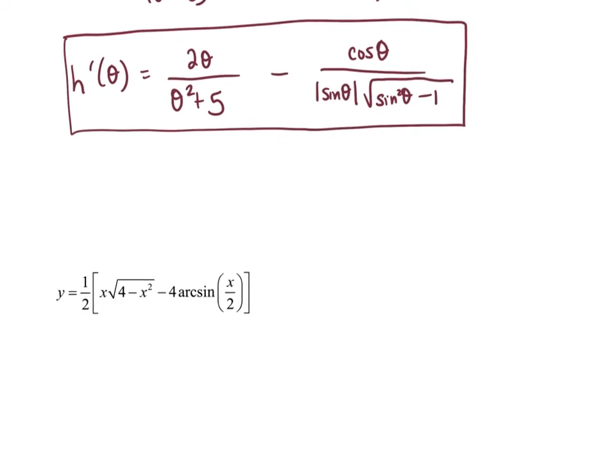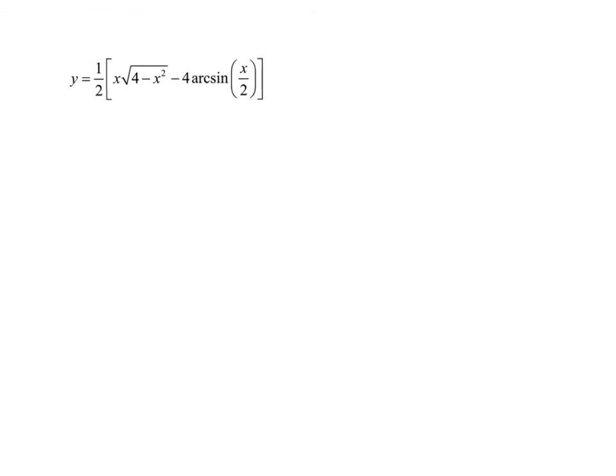I try to put a hard one, this is a really hard one because it's got a lot involved in it. We've got x times the square root of 4 minus x squared. So I can see right away we've got a product rule here. And then we have 4 arc sine of x over 2. So we've got an arc sine with something inside, nothing too complicated. I did this one because you'll see that these sometimes will work themselves out to be something nice.